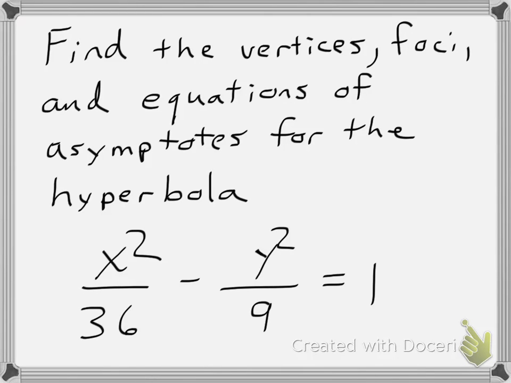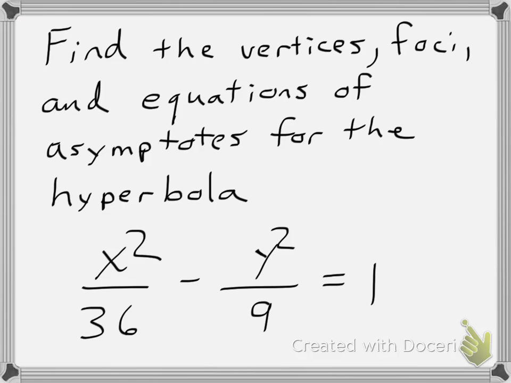Hello everyone. In this video I want to look at the question of find the vertices, foci, and the equations of the asymptotes for the hyperbola x squared over 36 minus y squared over 9 equals 1. So for a question like this, we need to identify the vertices, so we need to look at our a, b, and c for the equation.